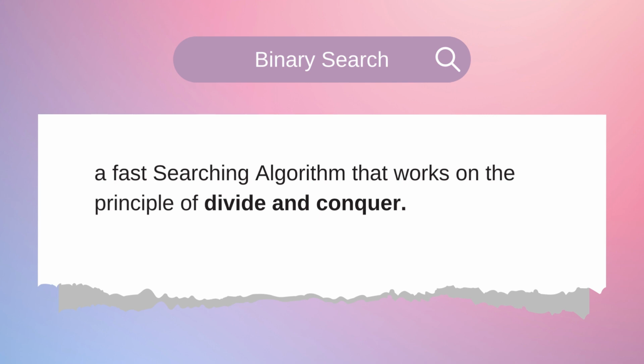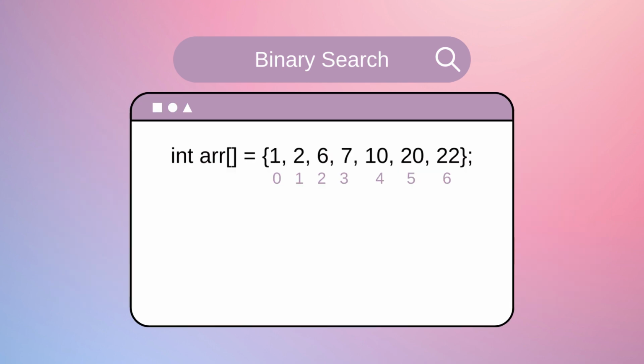That is how linear search works. Now let's move on to the second type, which is binary search. Binary search is a fast searching algorithm that works on the principle of divide and conquer. For example, we have an array that has the values 1, 2, 6, 7, 10, 20, and 22, and we use x again to represent the value that we are looking for. Let us say that x is equal to 10.